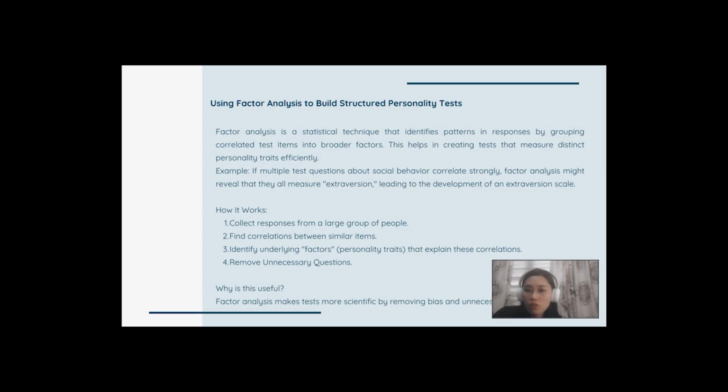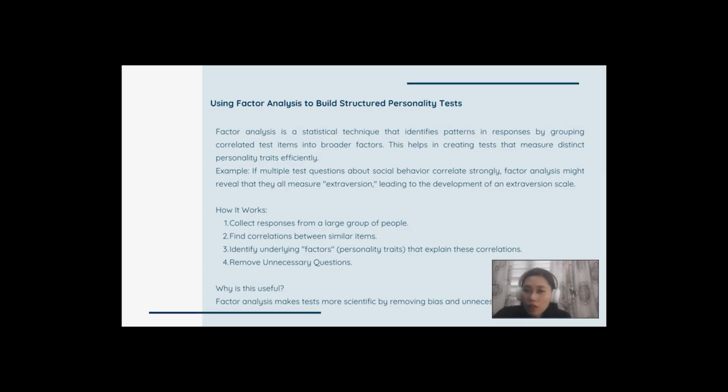These suggest both questions measure extraversion. Step 3 is identify underlying personality traits. If 10 different questions all correlate, factor analysis groups them into one trait, for example, extroversion. And step 4 is remove unnecessary questions, because some questions might not fit any trait and get removed to make the test more accurate.